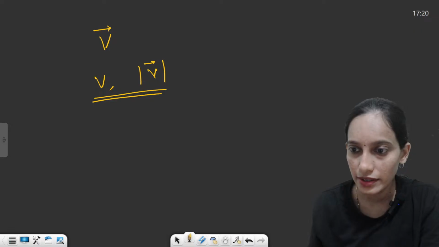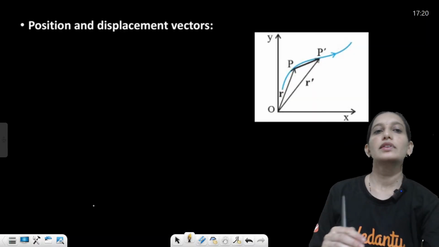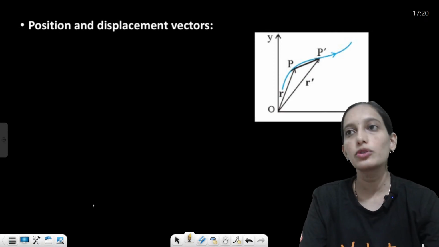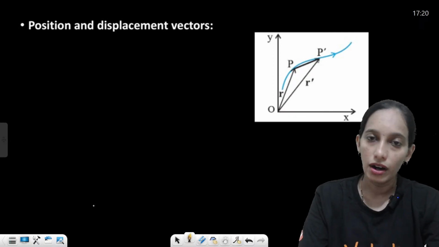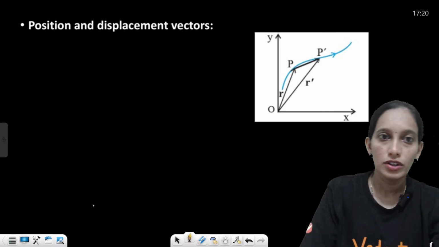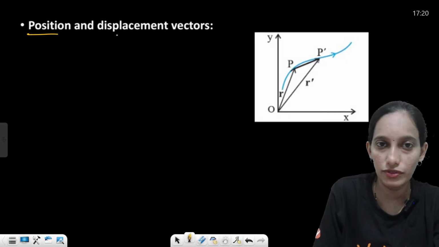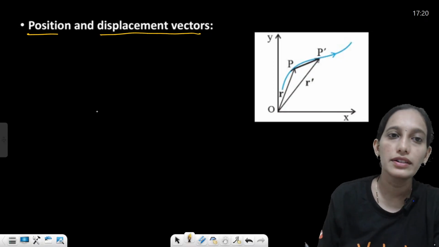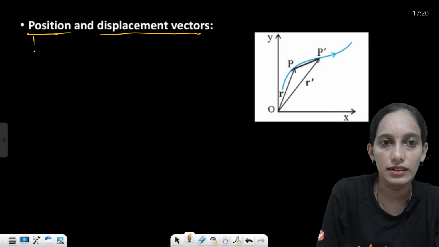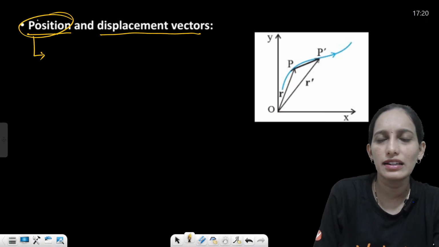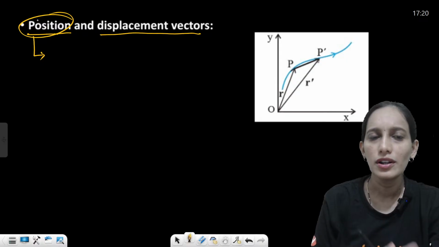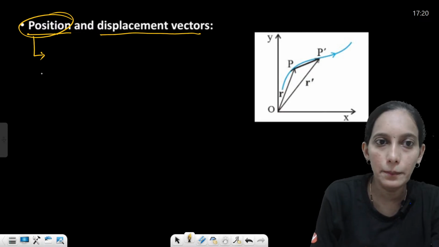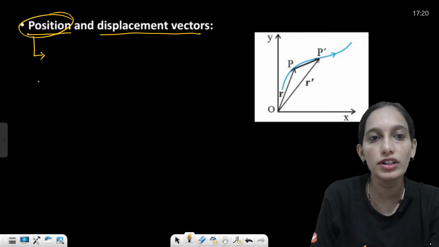I'll just move ahead to the next thing, that is representation of some vectors. Some of the vectors which we usually use, how do we represent them, and types of vectors as well. So this is very important, that is position vector and displacement vector, which we will be using now and then. So what is a position vector? The name itself is telling us the position. Position of what? Some particle which we are interested in. So it is the position of the particle with respect to the origin.